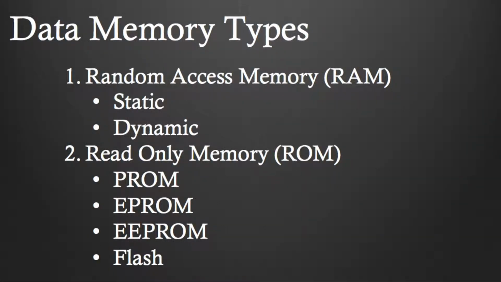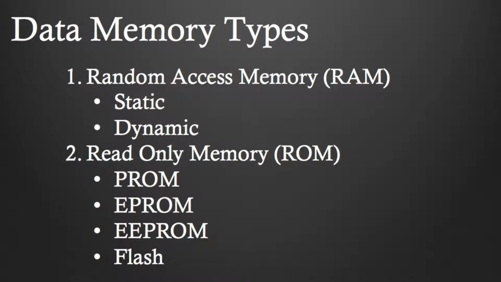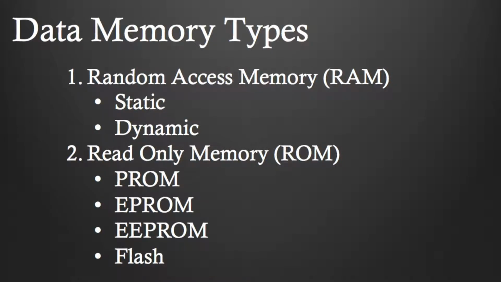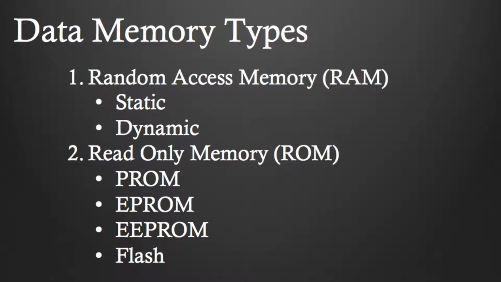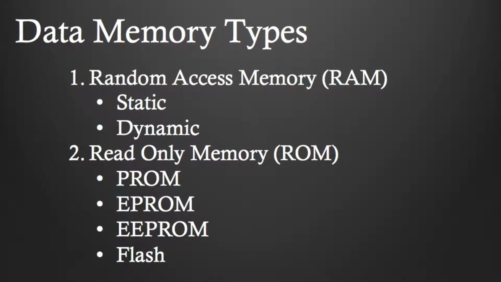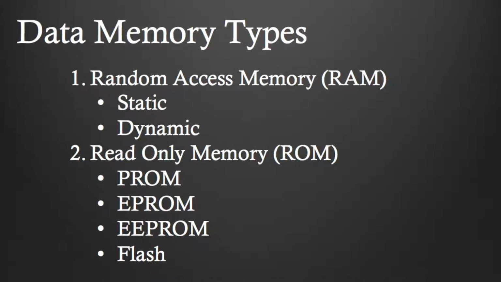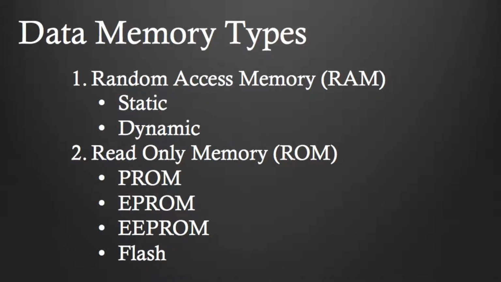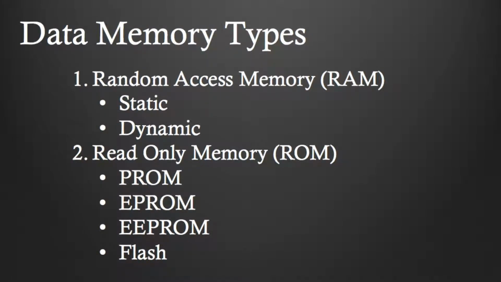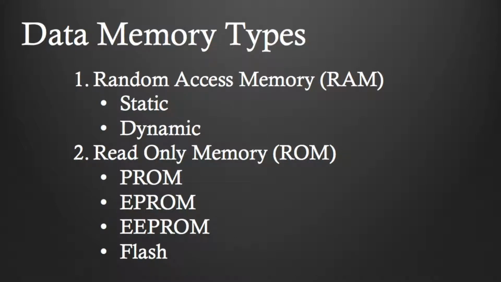There are two types of memory, random access memory and read-only memory. The first type of memory is random access memory, or RAM for short. There are two types of RAM, and they are static RAM and dynamic RAM. Static RAM is faster than dynamic RAM. However, static RAM also costs more to manufacture.